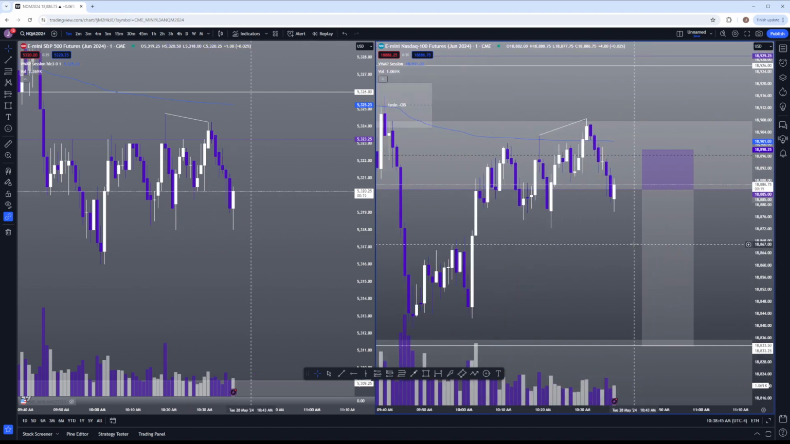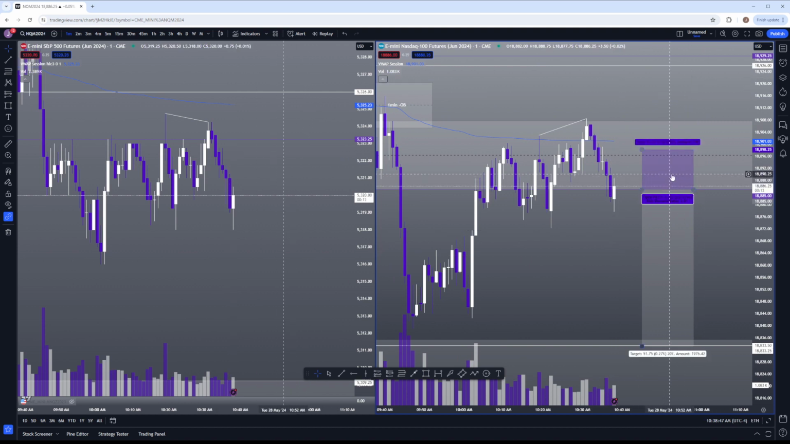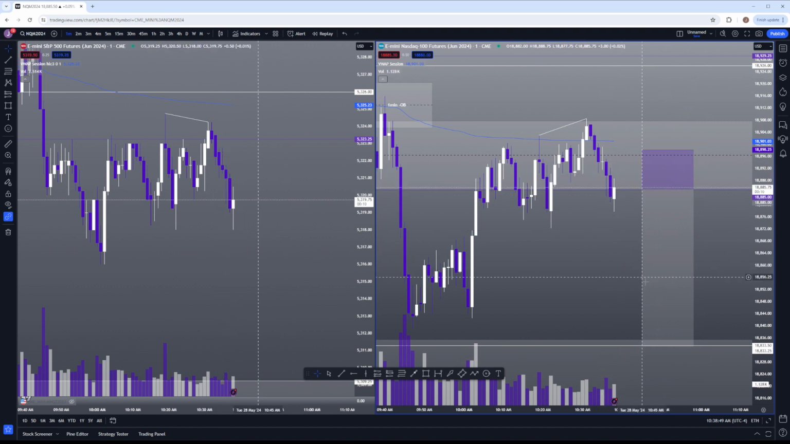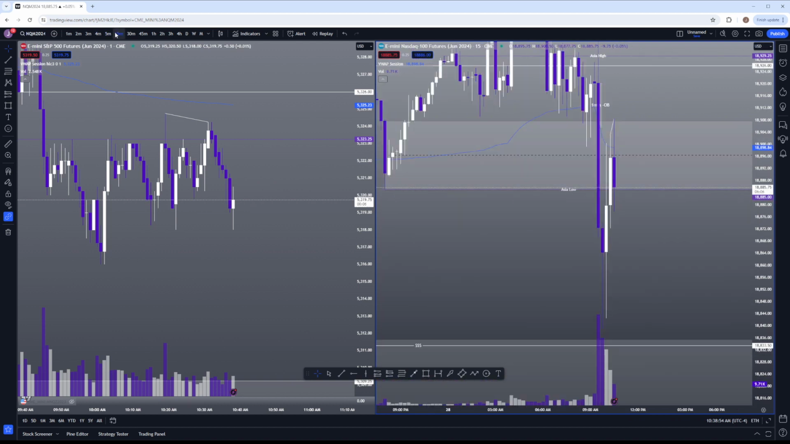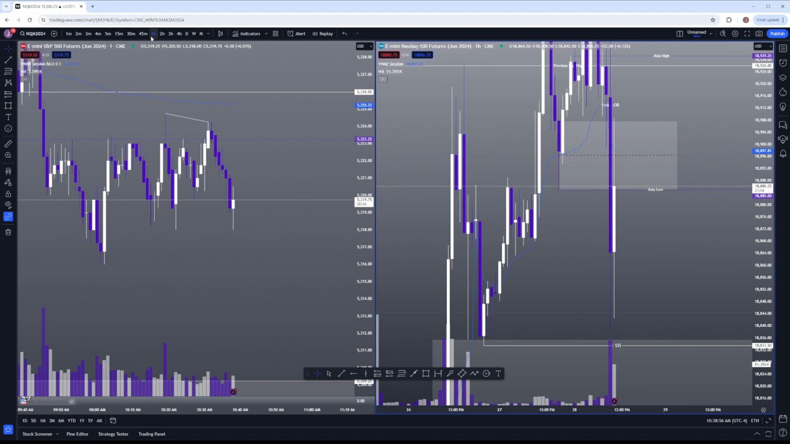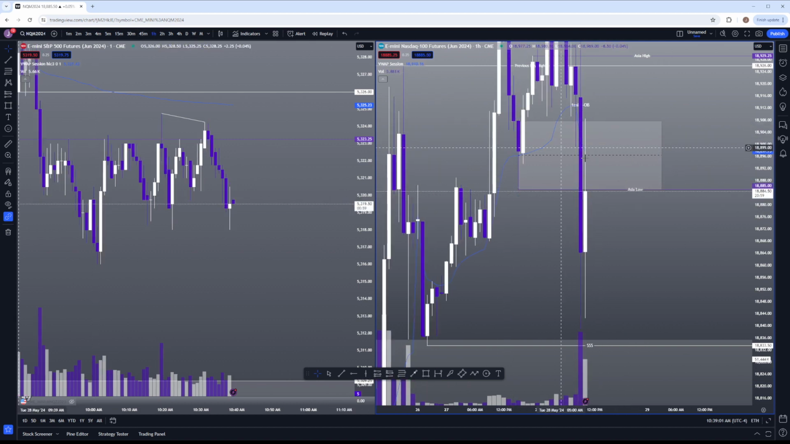Oh yeah, tons of manipulation here. A lot of manipulation. That is a nice reaction we're seeing on that hourly time frame though, off that breaker.